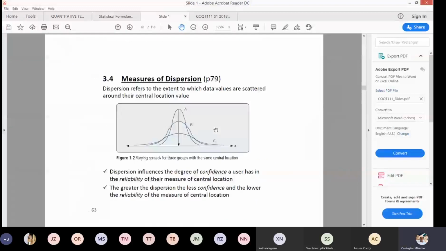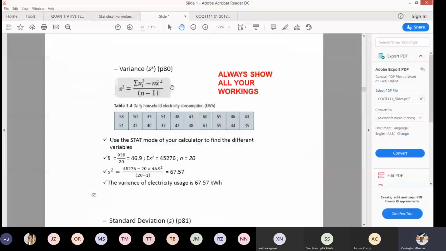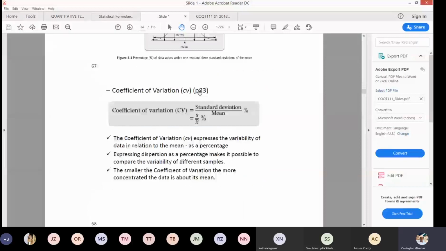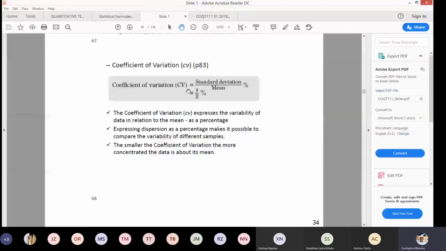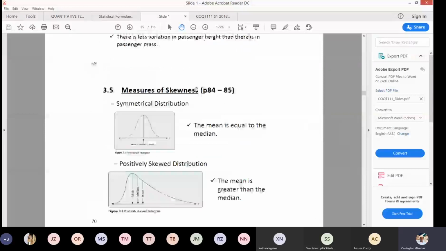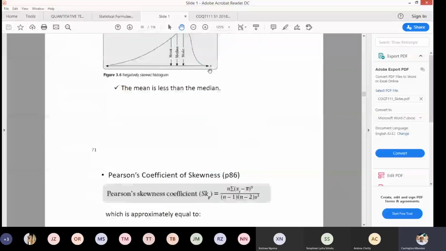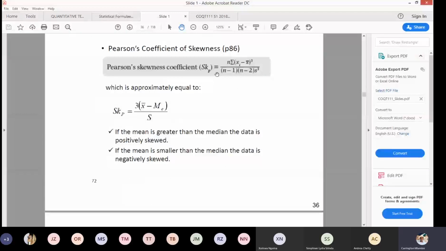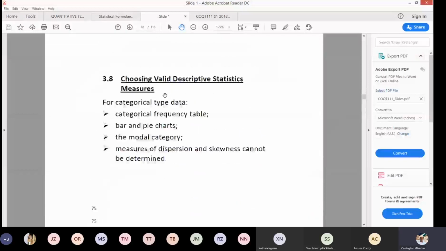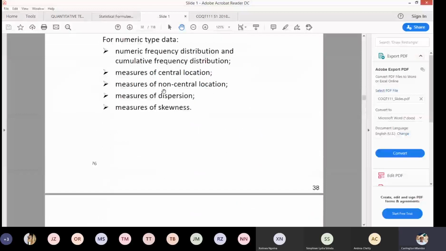So that's what we need to calculate: the range, then the standard deviation and the variance. We are going to calculate all this, right? The coefficient of variation, CV, we are going to calculate that. Then the measure of skewness, we're going to calculate it. Then the Pearson skewness, we are only going to use the SKP, this simplified formula. Right, that's what you're going to use. Then we'll be done with this topic. Then we go to probability.